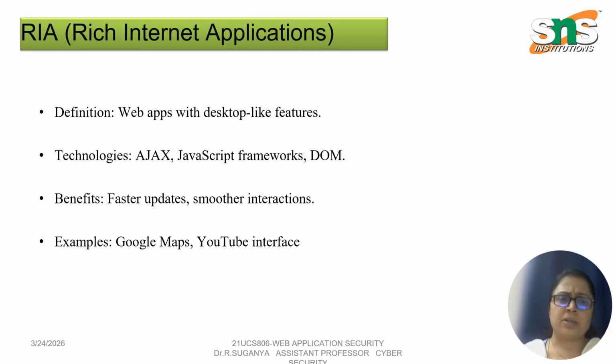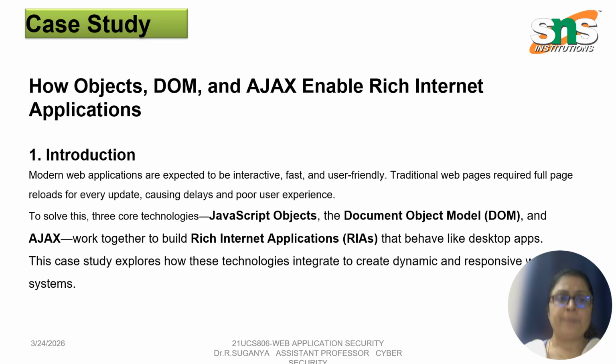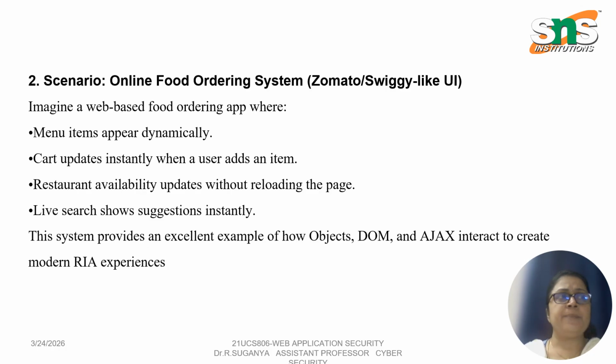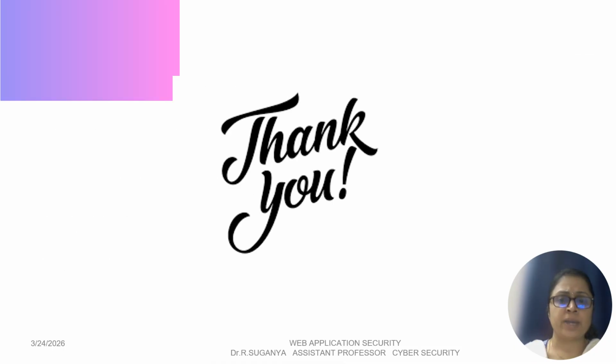Next, in detail about rich internet applications: web apps with desktop-like features. The main benefit is faster updates and smoother interactions, like Google Maps and the YouTube interface. All these are rich internet applications. The main thing is the case study: how objects, DOM and Ajax enable rich internet applications. Another scenario is an online food ordering system and a Zomato or Swiggy-like user interface. These are all kinds of case studies that can be used.